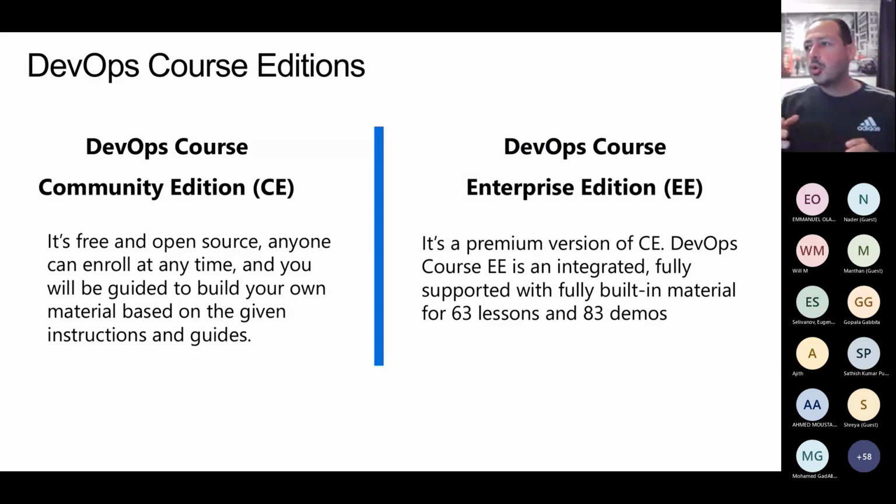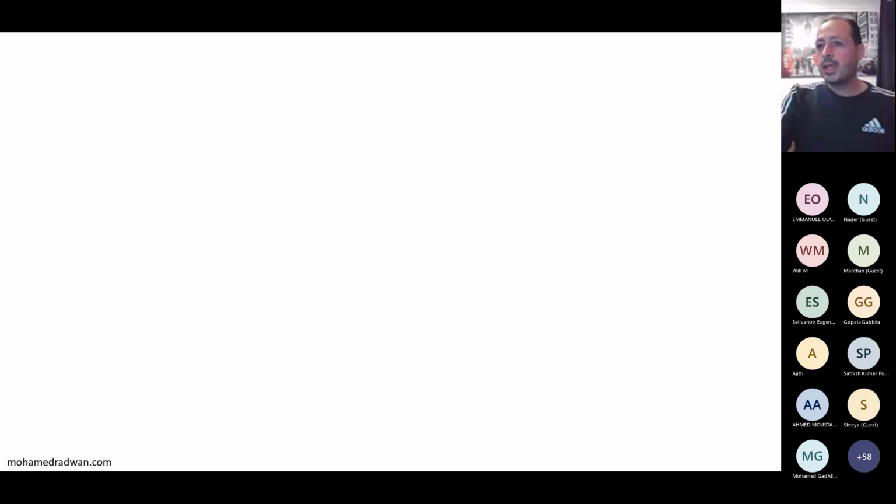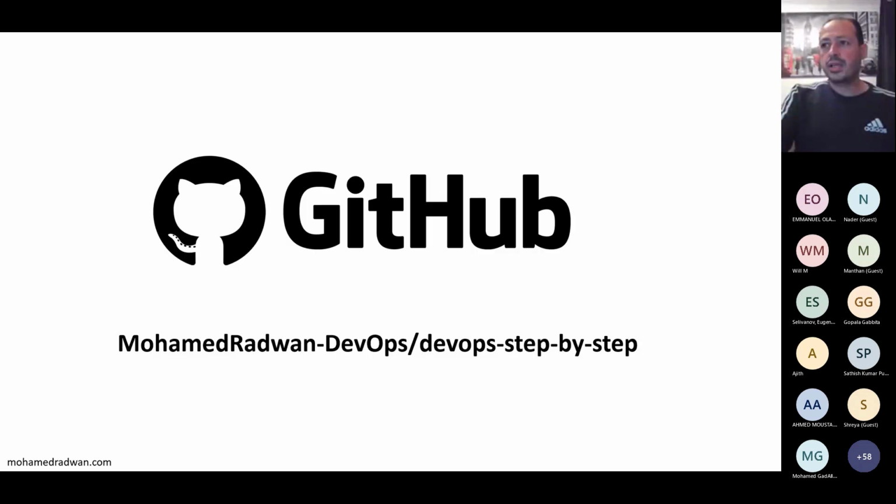So the enterprise edition is all about expediting your learning. Because you have direct support, you can get a direct answer and direct mentorship, and so on. Okay, so let's talk about this. This is our GitHub repo, which is under my account, the repo called DevOps Step by Step.